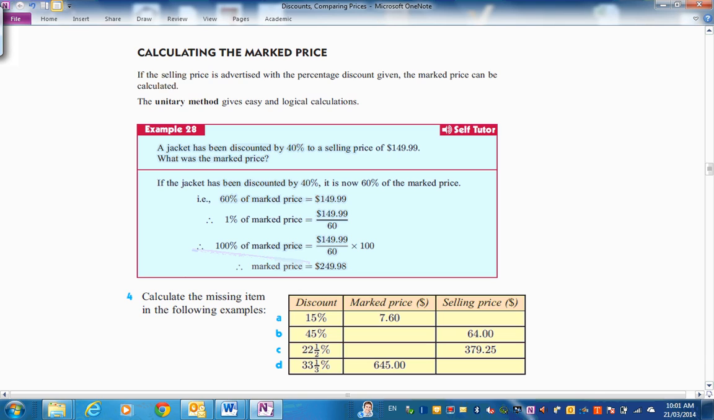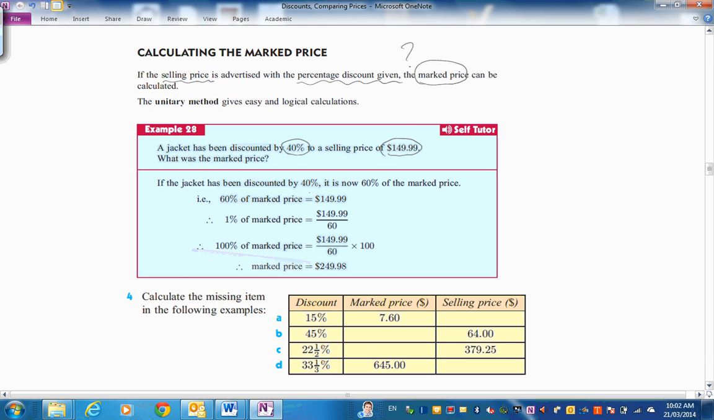Okay, calculating the mark price. And this is question 4 in the same set, but I've separated it so you can just focus on one thing at a time. Quite often, the selling price is advertised with a discount already given, and you want to say, well, what was it originally? What was the mark price before they gave me this discounted price? Because they say, oh, it's been discounted by 40% and the selling price now is 150. You think, wow, 150 is a fair bit and I've got 40% off. What was it before that?